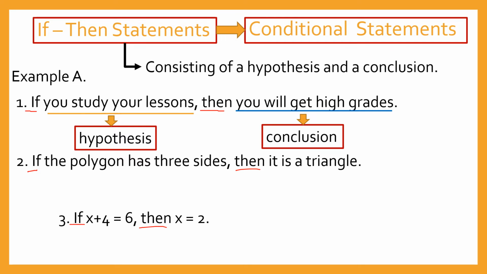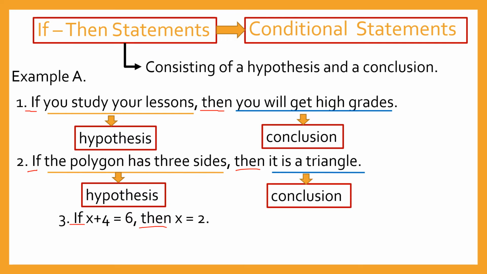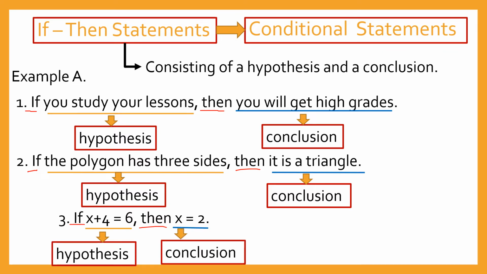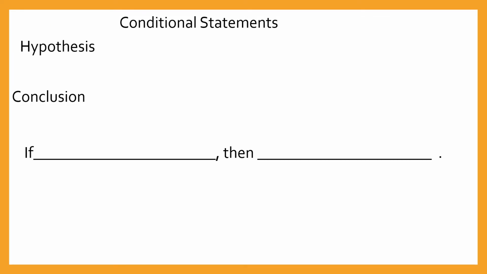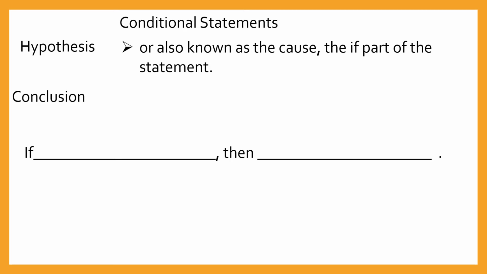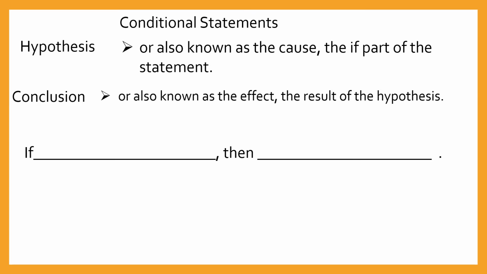Now, number 2, if the polygon has 3 sides, that's the hypothesis, then it is a triangle. That's your conclusion there. And if x plus 4 is equal to 6, that's the hypothesis. And then x is equal to 2, that is now your conclusion. Now, the hypothesis again, also known as the cause, is the if part of the statement. And the conclusion, also known as the effect, is the result of the hypothesis.